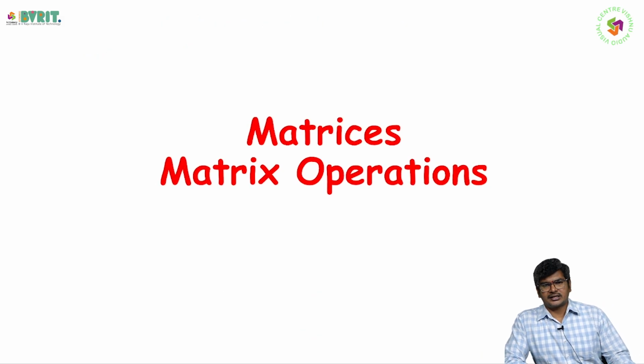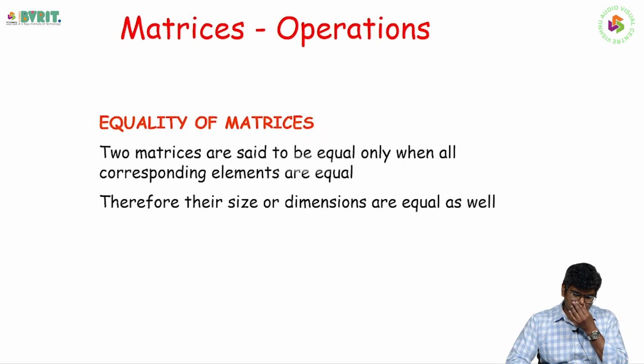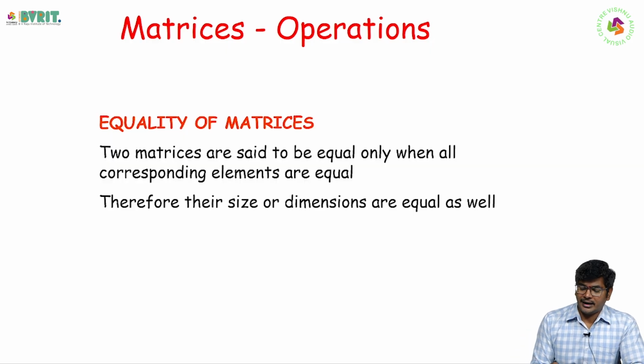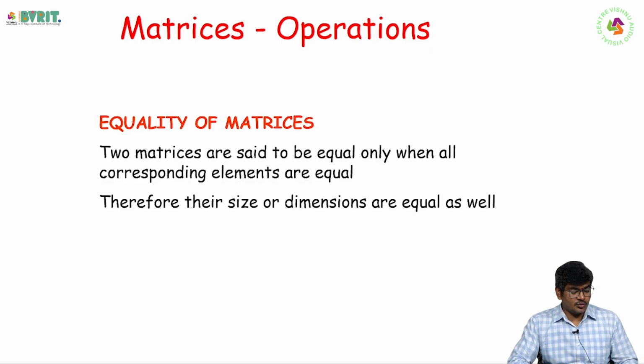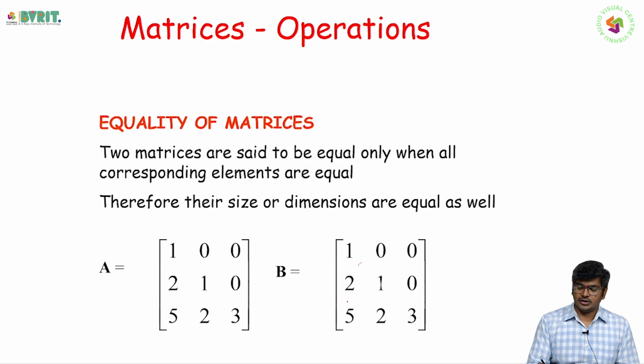And matrix operations. Next we discuss matrix operations. Equivalent matrix: what is an equivalent matrix? Equivalent matrices mean the dimensions are equal. For example, A is equal to [1 0 0; 2 1 0; 5 2 3] and B is also [1 0 0; 2 1 0; 5 2 3].